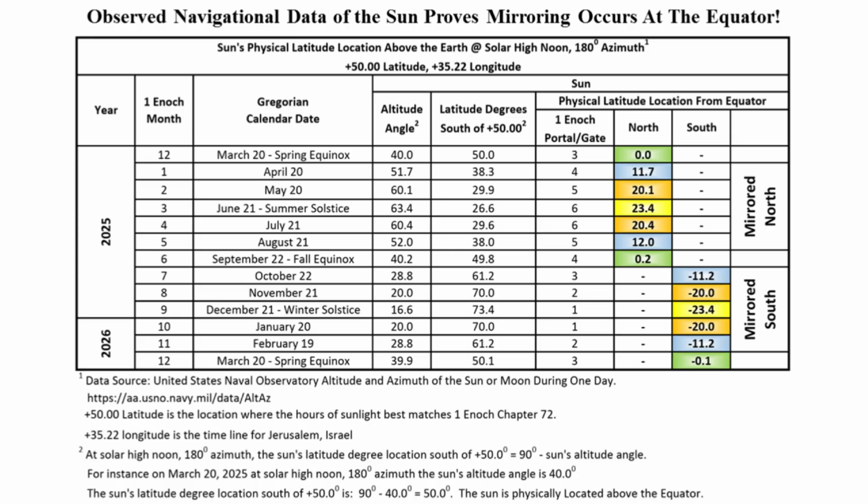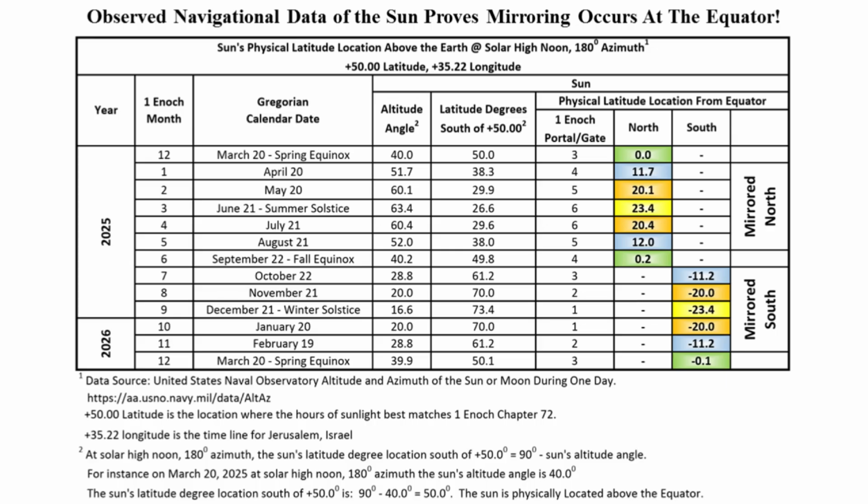January 20, 2026, first Enoch month 10, the sun's latitude location is 20 degrees south of the equator and the sun's last day in gate 1. February 19, 2026, first Enoch month 11, the sun's latitude location is 11.2 degrees south of the equator and the sun's last day in gate 2. March 20, 2026, spring equinox, first Enoch month 12, the sun's latitude location is 0.1 degrees south of the equator and the sun's last day in gate 3.